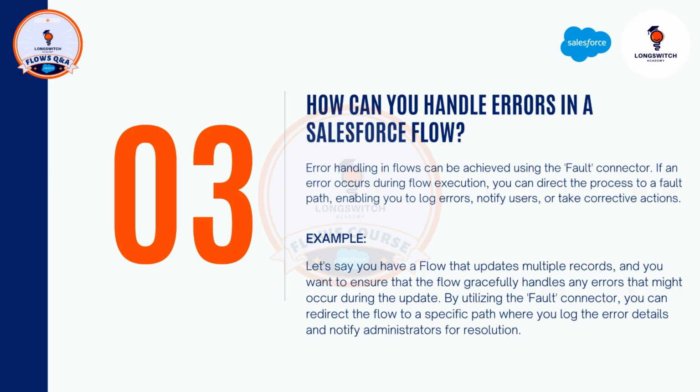If an error occurs during flow execution, you can direct the process to a fault path, enabling you to log errors, notify users, or take corrective actions.